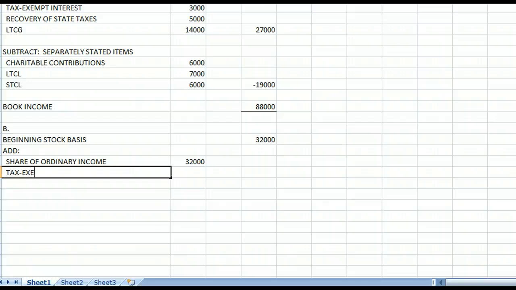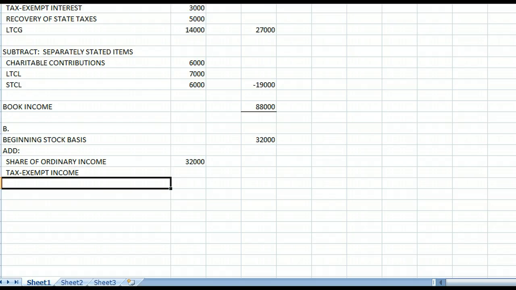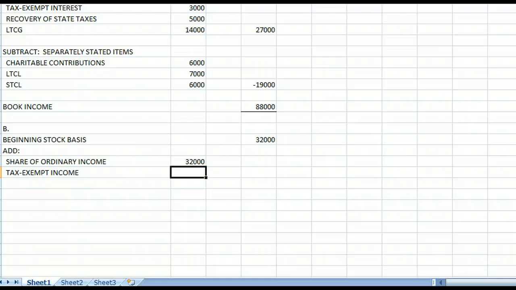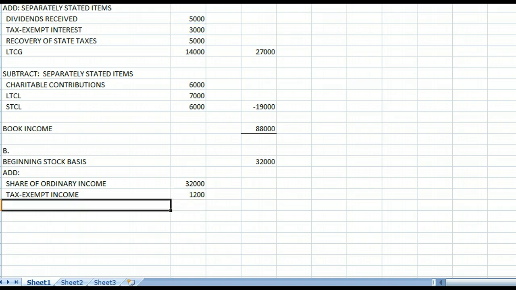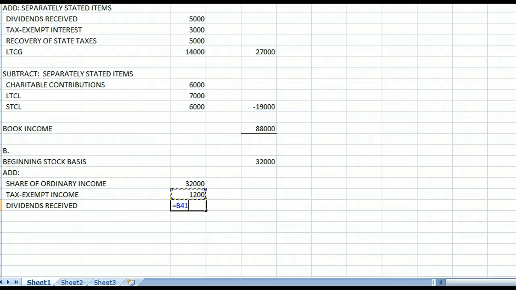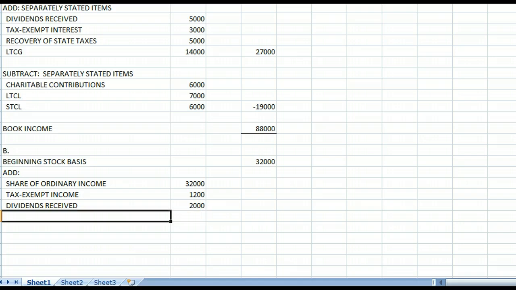All right, tax-exempt interest. Now we're just going to go to the separately stated items, and these here again, we're going to take into consideration his 40%. So if you go up here, I think I'm just going to pull these so you can see there's my tax-exempt interest times 0.4. There's my 1,200 that I got there. Let's go ahead and do our dividends received, that times 0.4.